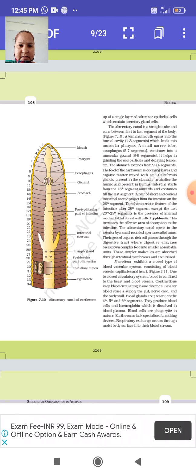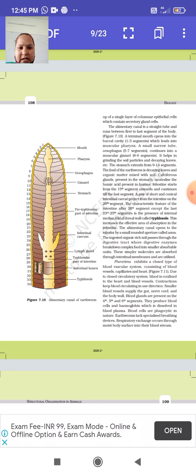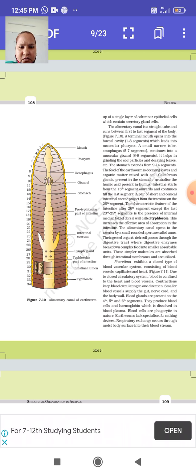Now what is this doing? This increases the effective area of absorption in the intestine. Basically, what is typhlosole doing? It is increasing the absorption area in the intestine. Now the alimentary canal opens to the exterior by an aperture called the anus. Now through the anus the fecal matter is removed or given out.